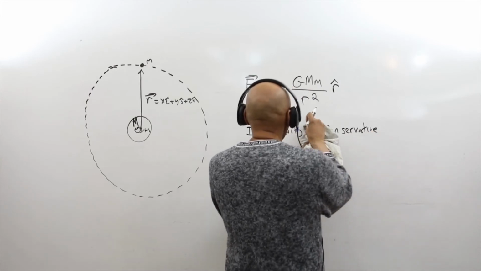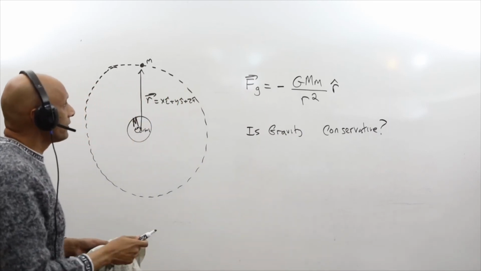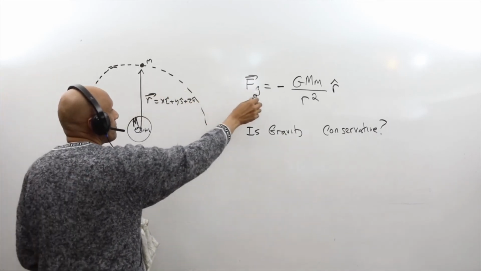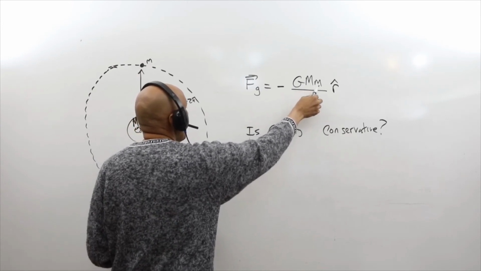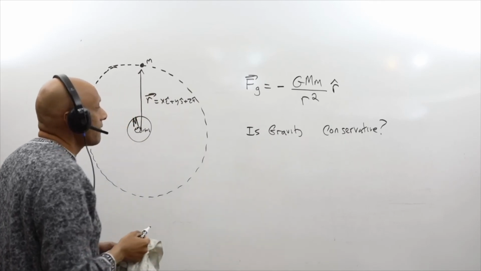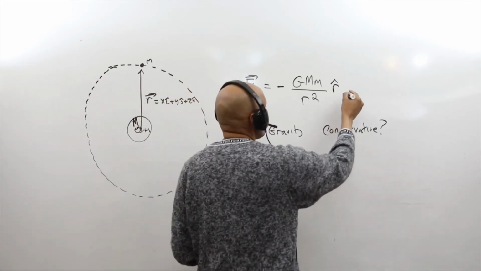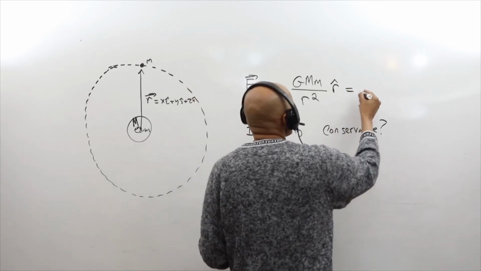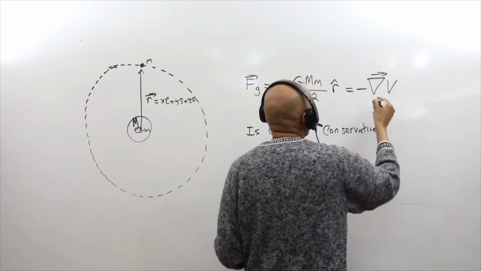Is gravity conservative, simply put? Now, the force of gravity on this particle is the gravitational constant times the mass of the Earth times the mass of the satellite over r squared, in the r hat direction. Is gravity conservative? Well, by the definition I've used in lecture, if it's conservative there must be some kind of potential function V, so this is true.